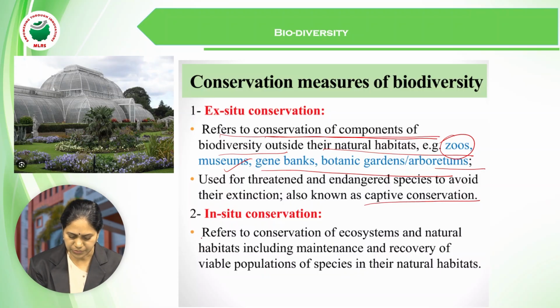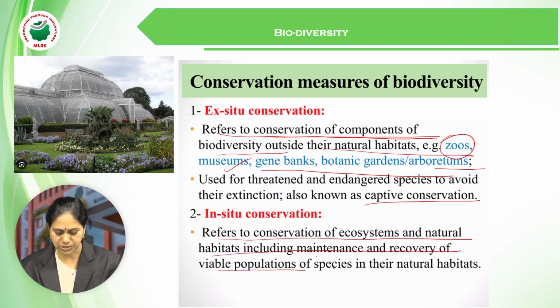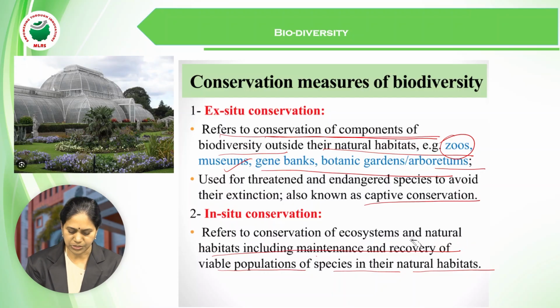Now, in situ conservation of biodiversity is the conservation of ecosystems and natural habitats, including maintenance and recovery of viable populations of species in their natural habitats. So the species are protected in their natural habitats. We call it in situ conservation of biodiversity. So there are two strategies of biodiversity conservation, in situ conservation and ex situ conservation.